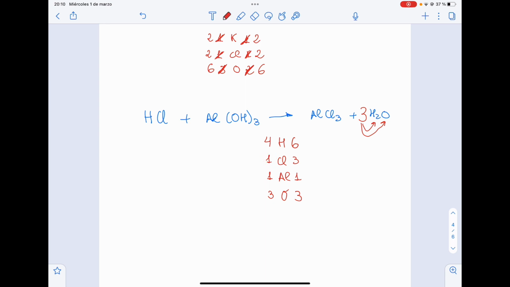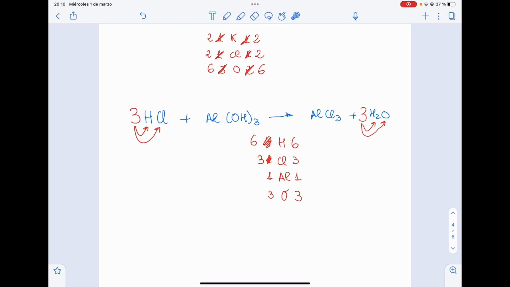So I'm going to try putting a 3 in here, okay? If I put a 3 in here, the 3 affects the hydrogen and the chlorum. So now I have 3 chlorums, and on this side I have 3 hydrogens plus these 3 hydrogens. So in total, on the left side, in the reactants, I have 3 plus 3, 6 hydrogens. And as you can see, now I have everything balanced: 6, 6, 3, 3, 1, 1, 3, 3.